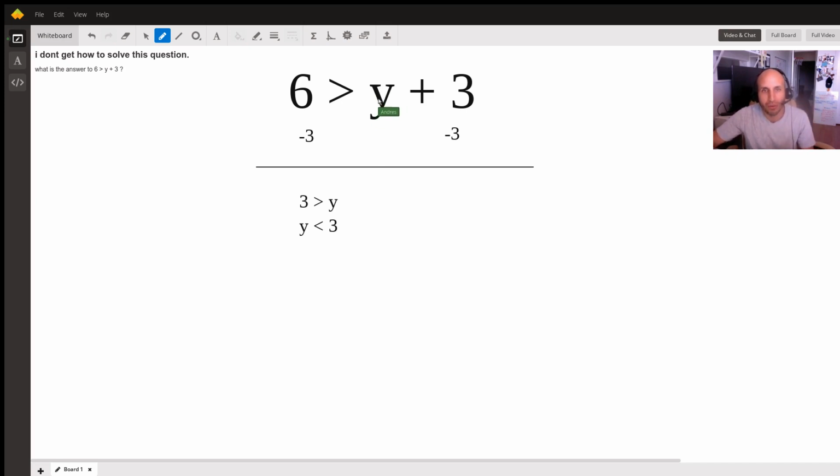So if you plug in a 0, 0 plus 3, that would work. If you plug in a 1, 1 plus 3, that would work. Plug in a 2, 2 plus 3, it would work.